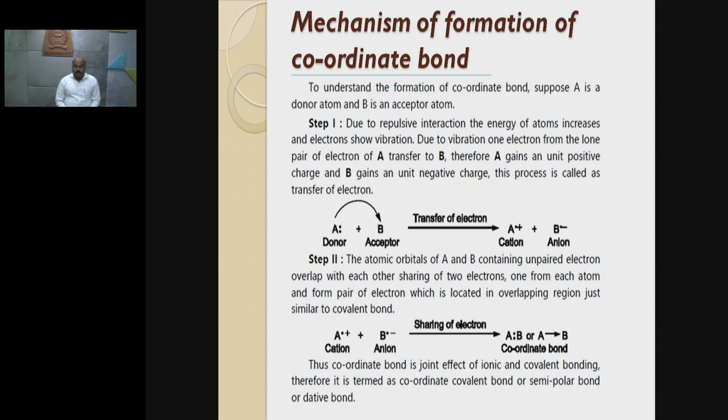In the coordinate bond, there is a joint effect of ionic and covalent bond. That means in the first step, there is a formation of positive charge and negative charge. They can come closer due to electrostatic force of attraction, therefore there is a formation of ionic bond. In the second step, there is a sharing of a pair of electrons, and in the overlapping region that electron pair can be shared, therefore there is a formation of covalent bond. Hence, we can say that the coordinate bond is a joint effect of ionic bond and covalent bond. Therefore, coordinate bond is called a double bond or semi-polar bond. Okay, that is the mechanism of formation of coordinate bond.